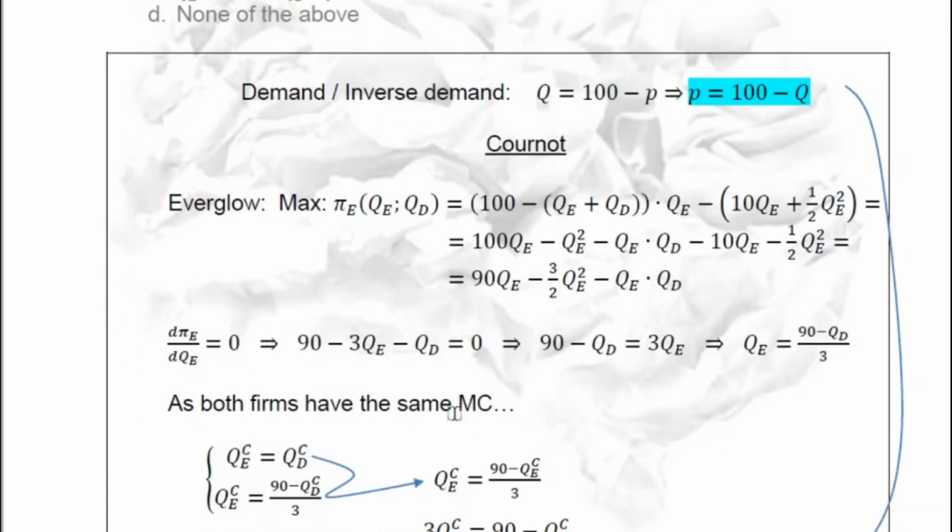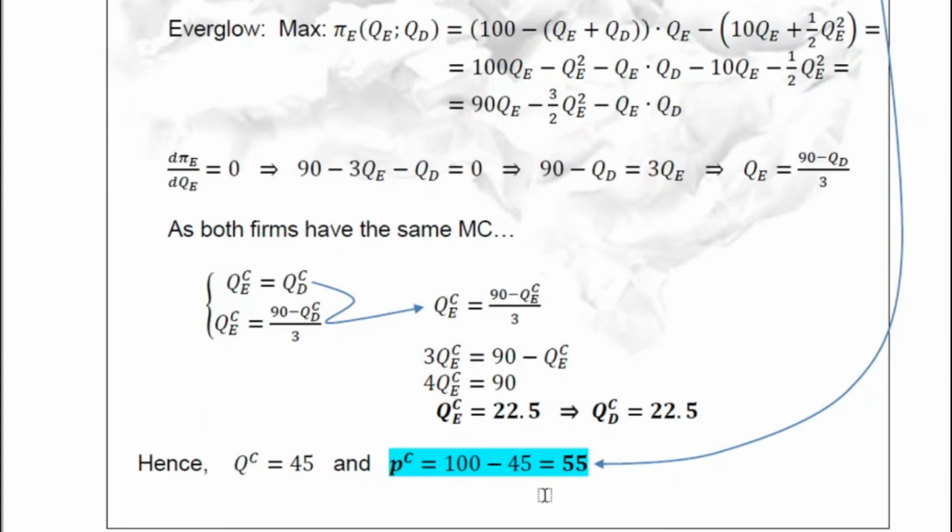Then, as both firms have the same marginal cost, we know that in the Cournot game they will produce the same. Then we carry this condition here. We have the quantity for Everglow equal to 90 minus that quantity divided by 3, and we isolate QE and find QE equal to 22.5. Now, the other firm, Dimlit, will produce the same, and hence together they would produce 45.